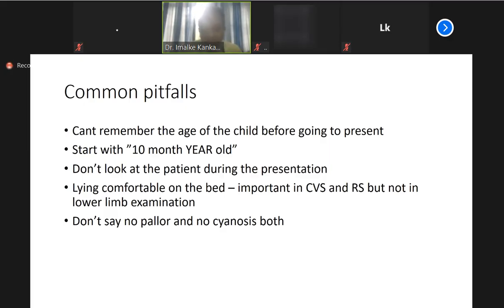Like in CNS, like this is lower limb examination, this statement is not needed. But it's very important in CVS and RS examination, that kind of a statement to begin with. And also don't say "no pallor, no cyanosis" both, right? So in cardiovascular system examination, if you can say the child looks pink and no cyanosis, that's all, right? Because these are opposite things.